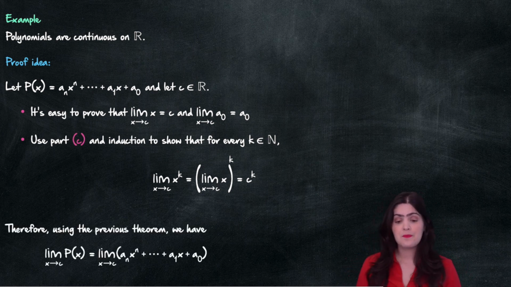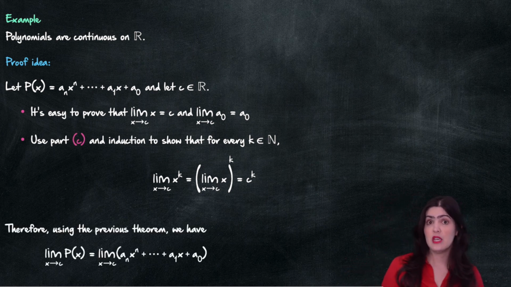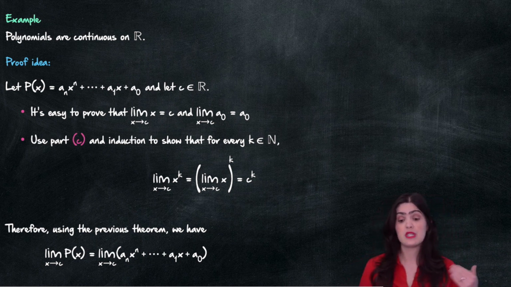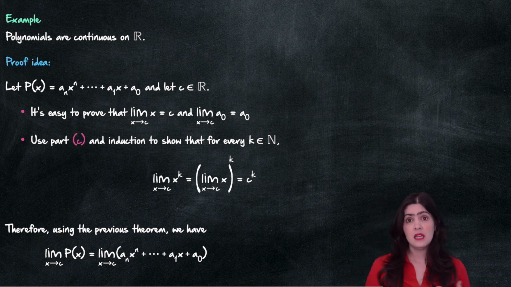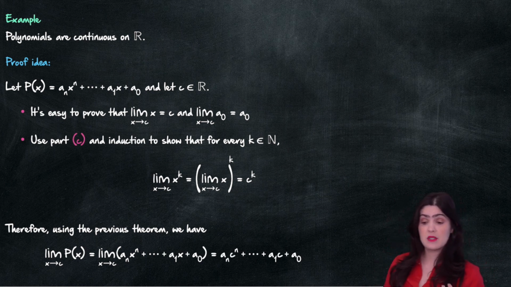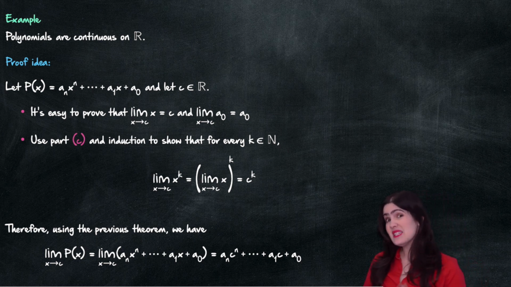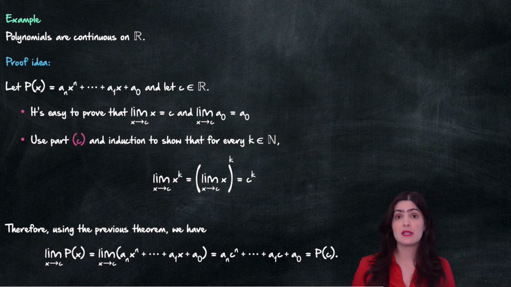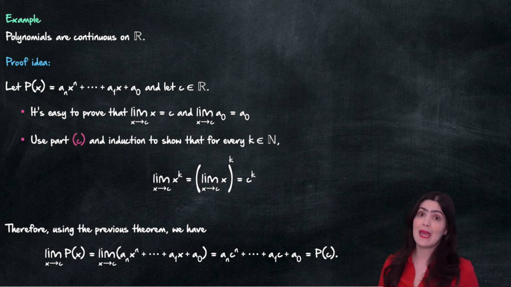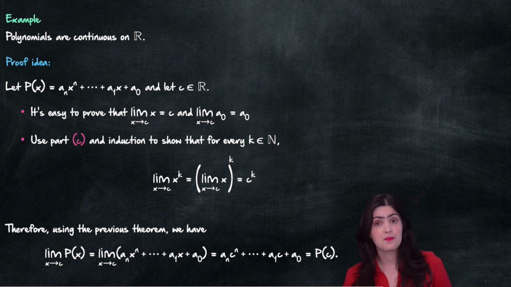So how do we do that? We need that the limit as x approaches c of p of x is just the limit as x approaches c of a_n x^n plus and so on, plus a_1 x plus a_0. As we said, here we can use all these properties that we saw in the previous video to conclude that this limit is a_n times c to the n plus and so on, plus a_1 times c plus a_0, but this is indeed p of c. And that shows that polynomials are continuous functions for any c in the real numbers.